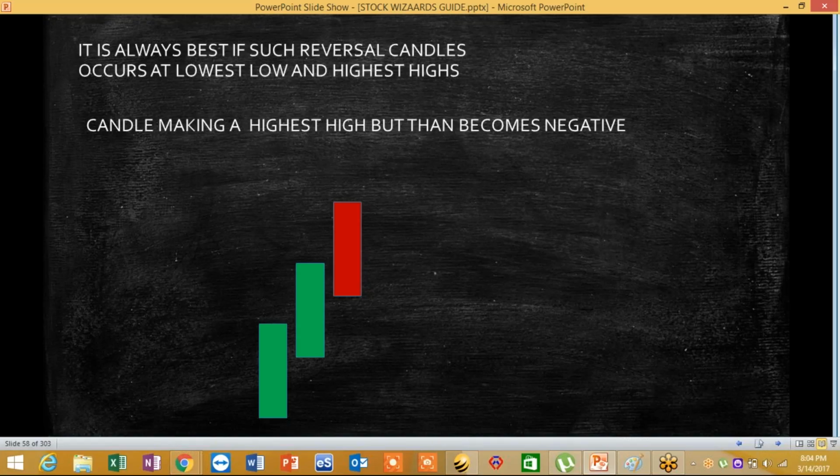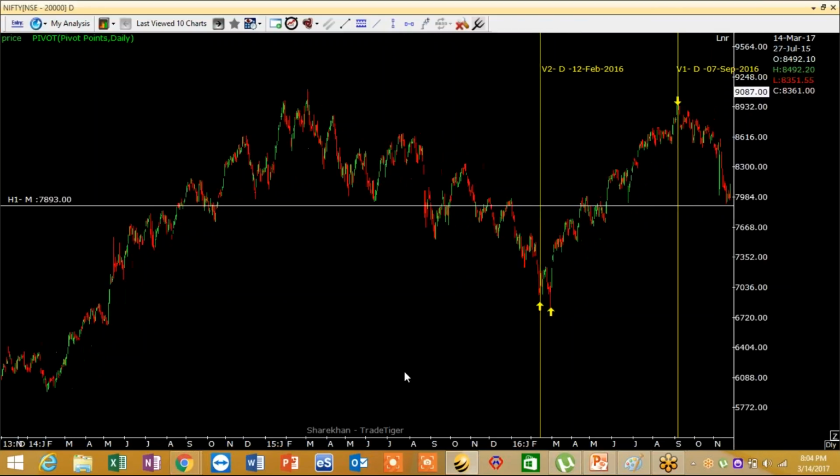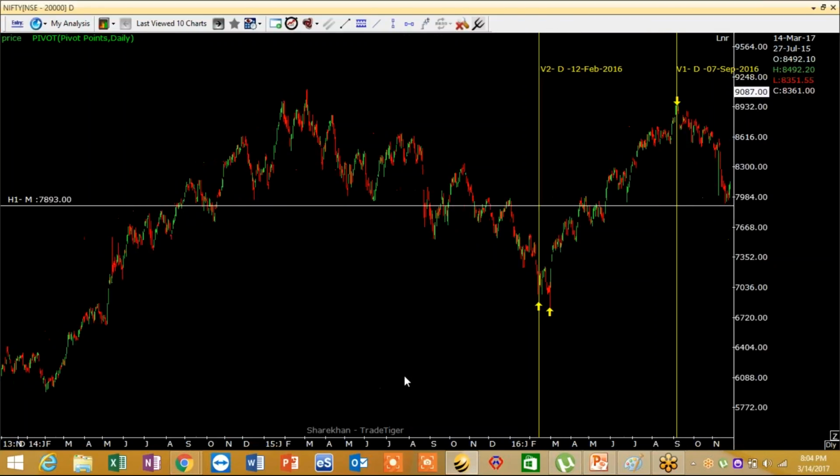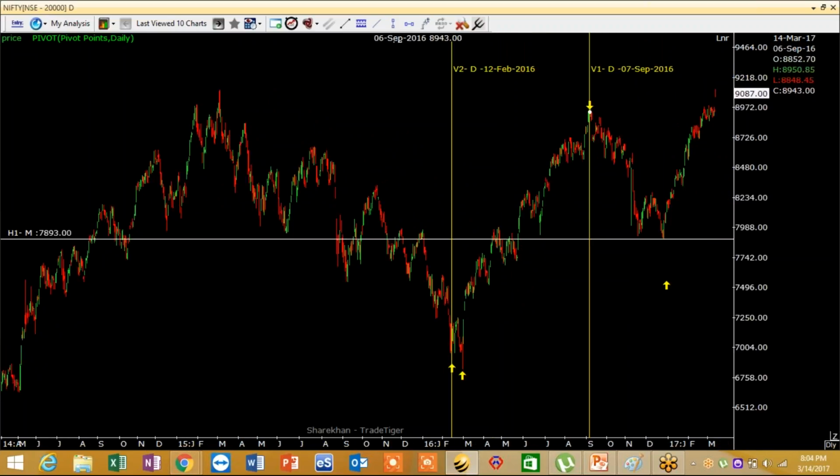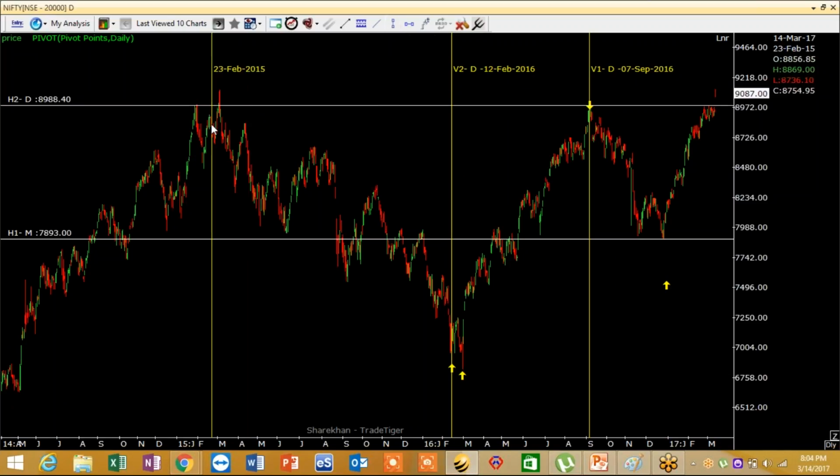Read it. It is always best in reversal candles. It occurs at lowest lows and highest highs. Okay. So when this one here occurred, it occurred near the highest high, the previous high. When you start going into more advanced classes, you will start learning which entry to take and which entry to avoid. Okay.